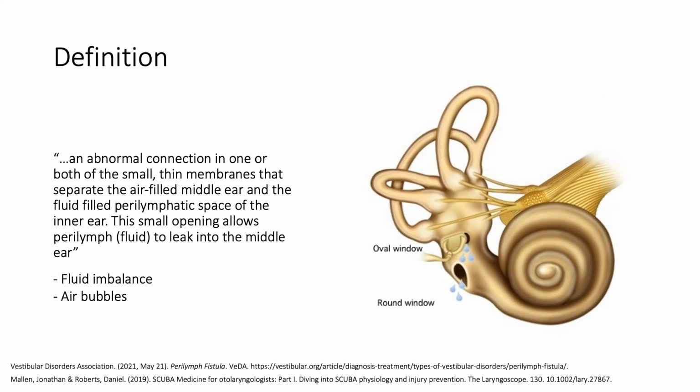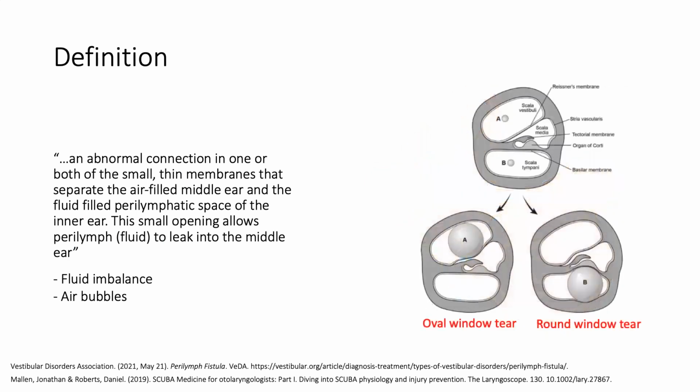When perilymph fluid is lost, it alters the balance between perilymph and endolymph within the membranous labyrinth, and depending on the location of the tear, it can cause air bubbles to expand and affect the organ of Corti responsible for our hearing. So let's take a closer look.